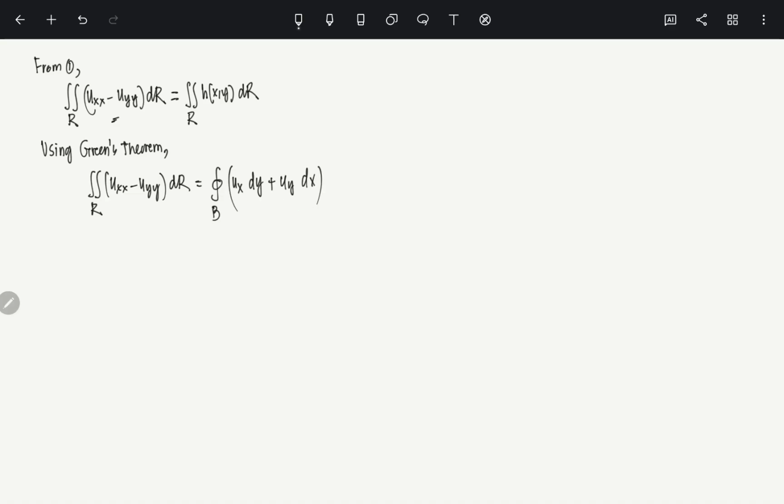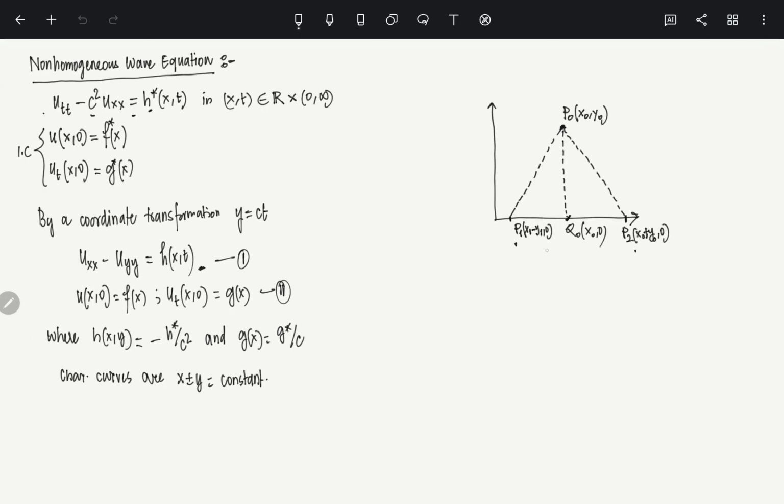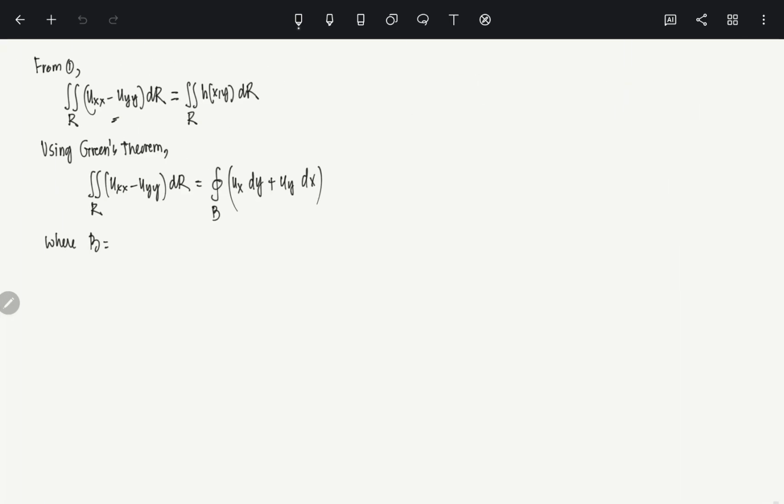And what is b? Where b is the boundary of this thing, these lines, let's just call them b1, b2 and b3. Okay? Here b is b1 union b2 union b3, those three lines essentially. Clear? Okay, right. So now the integral over b3, let's just do that: ux dy plus uy dx.